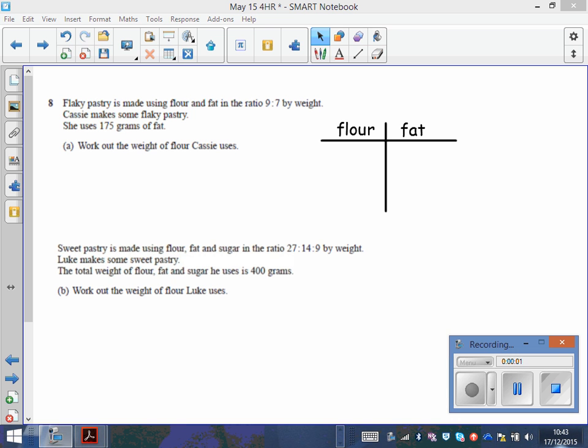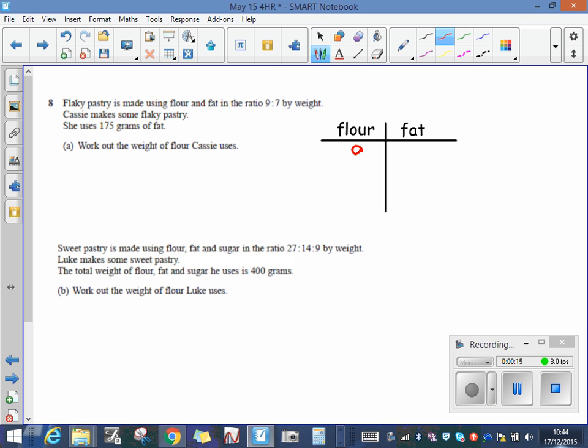Question, and I often find that a ratio question is most easily done using a table representing the two amounts. So here I have a little table which I've made, flour and fat, and you're told that flaky pastry is made using flour and fat in the ratio 9:7. So I'm going to put 9 there and 7 there.